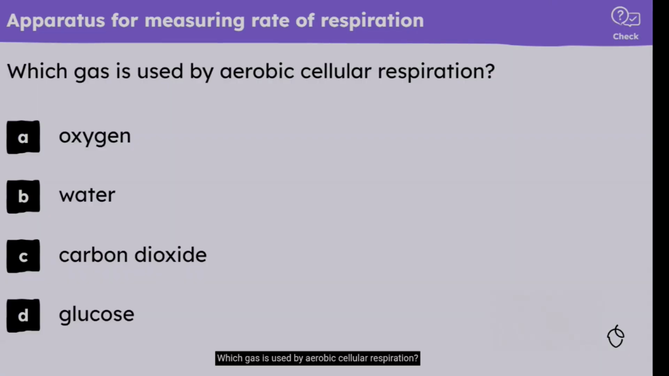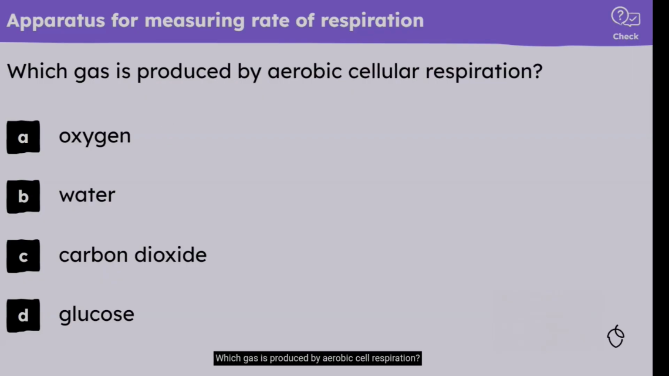Which gas is used by aerobic cellular respiration? Is it A, oxygen, B, water, C, carbon dioxide, or D, glucose? Take 5 seconds or click pause, click play when you're ready to see the answer. It is A, oxygen. Let's try another one.